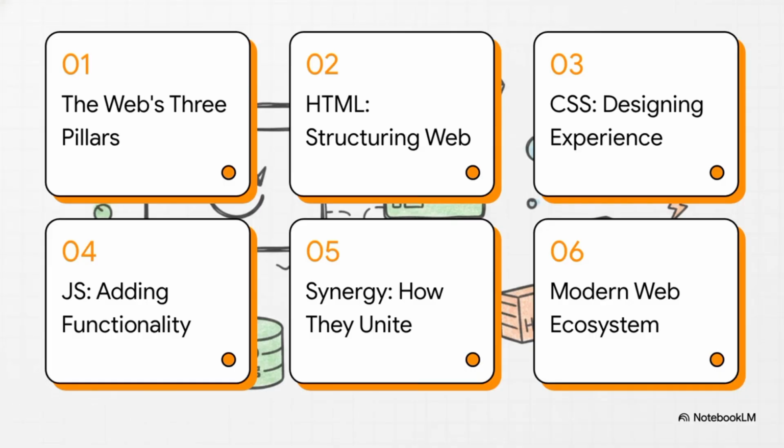First, we'll cover the web's 3 pillars. Second, HTML, structuring the web. Third, CSS, designing the experience. Fourth, JavaScript, adding the functionality. Fifth, synergy, how they unite. And finally, number 6, the modern web ecosystem.